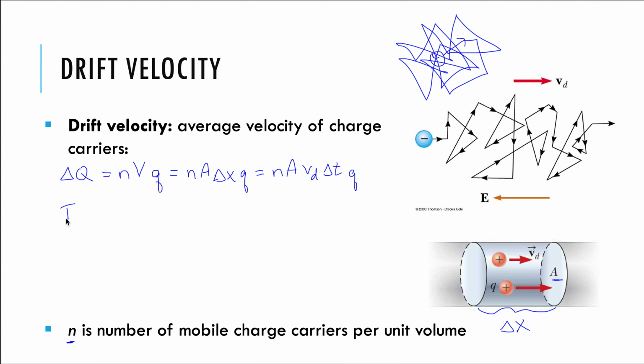Now we can get an expression for the average current, which is the total charge per time. So we just divide this expression by time, and we get nA v sub d q. So this is our expression for the average current in our conductor, and we can also derive an expression for the drift velocity by solving for v sub d. We get the average current divided by nAq. We're going to do an example in the guided examples, but we're actually going to see that this drift velocity is very, very low. It's on the order of 10 to the negative 4 meters per second.